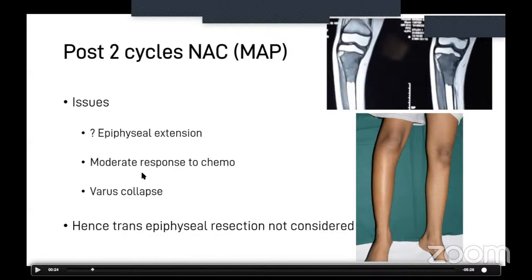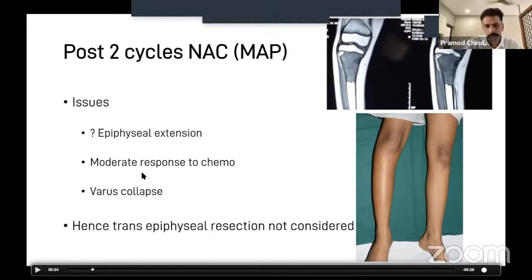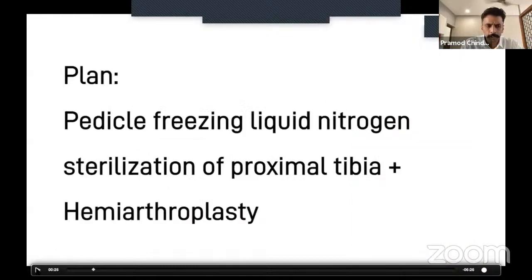Yeah. Okay. So Pramod, you can go ahead. What was done for this? Yeah. So we considered all the expandable prostheses. Then later we narrowed down to the biological reconstruction. Well, how do we go ahead?